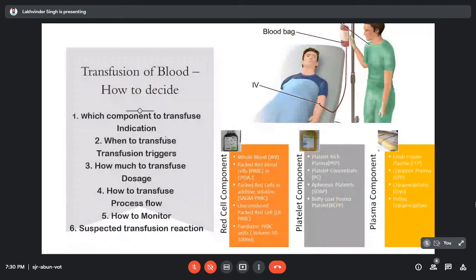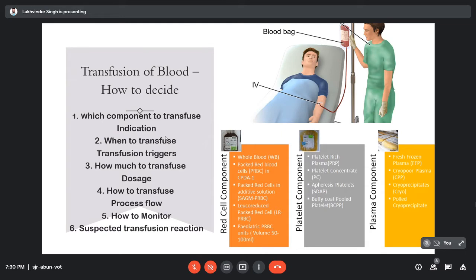So, transfusion of blood. Initially it used to be whole blood, and for any indication we used to transfuse whole blood. But nowadays so much research has been done that we now know how to decide which component is required. So, we know the indications for blood transfusion and the various components.